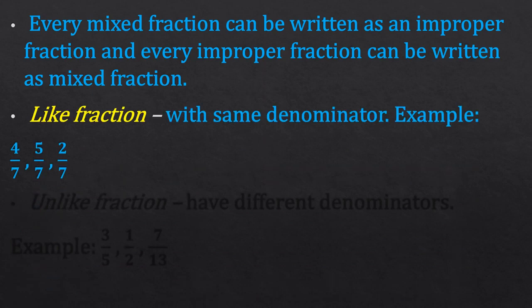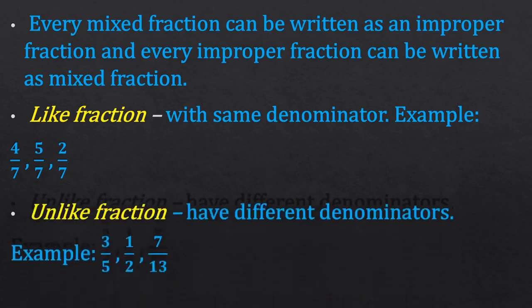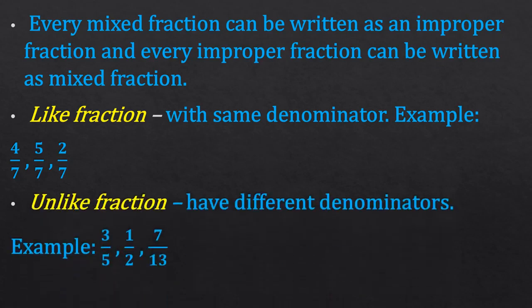Next type of fraction is like fraction. Like fractions are those fractions whose denominators are the same. Example, 4 upon 7, 5 upon 7, 2 upon 7. In all these fractions, the denominator is 7. So these are like fractions. Next type of fraction is unlike fraction. Unlike fractions are those fractions whose denominators are different. Example, 3 upon 5, 1 upon 2, 7 upon 13. These all are unlike fractions.